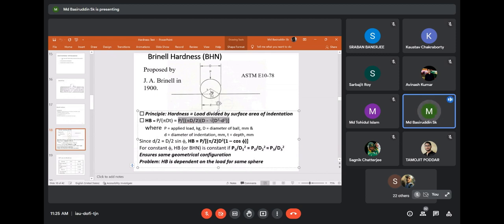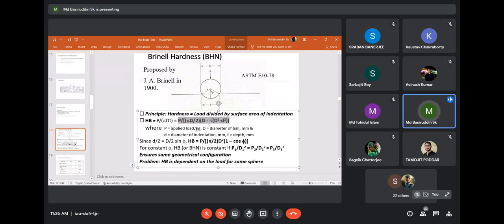Here, if you find the relation between capital D and small d, you will find that this small d is related to the capital D by sine phi or cos phi, something like that. Now if you replace this small d in terms of the capital D, then you finally come up with this sort of equation. This is the angle of phi.